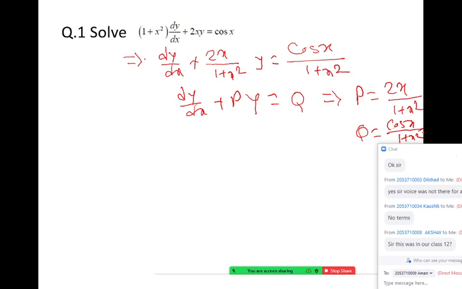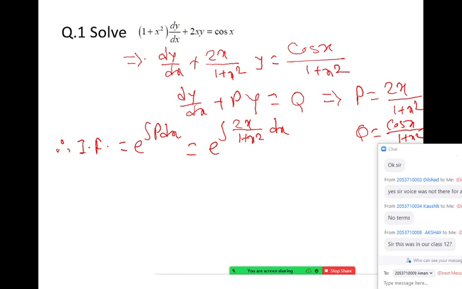Once you get P and Q, the first step is to calculate the integrating factor. Integrating factor is e raised to integration of P dx. There is no constant of integration here. So e raised to, what's the integration of 2x upon 1 plus x square? It's log of 1 plus x square only, correct.